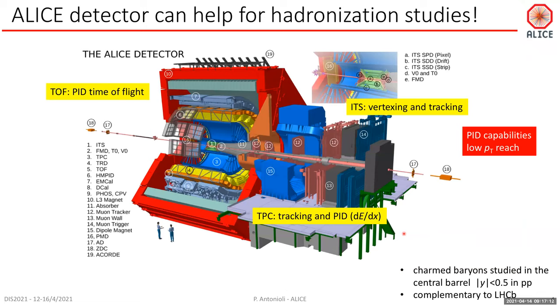Now, you heard already today several talks on ALICE. I just want to say about this detector that given its particle identification capabilities, tracking, and the low pT reach, given the relatively low magnetic field employed in the experiment, we are particularly well suited for these hadronization studies. In particular, we can provide information for charmed baryons in a rapidity region complementary to LHCb.